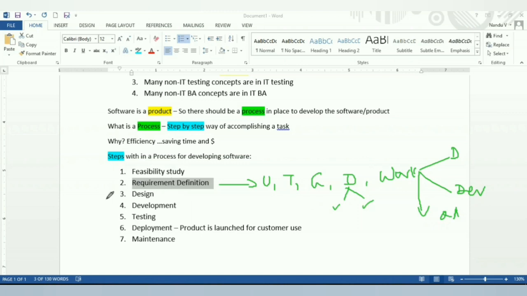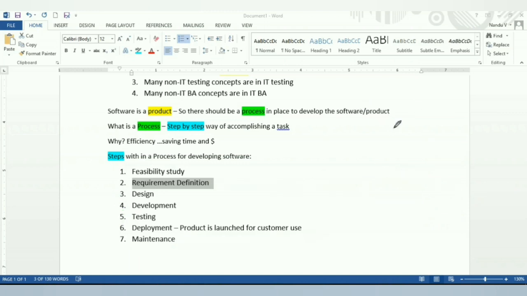Then product, once the requirement is done, somebody is asking a question, I'll be with you in a second.